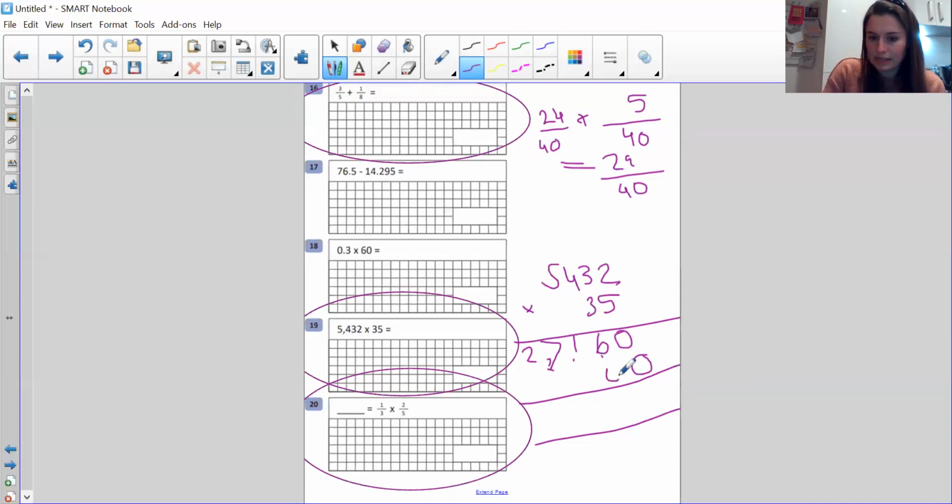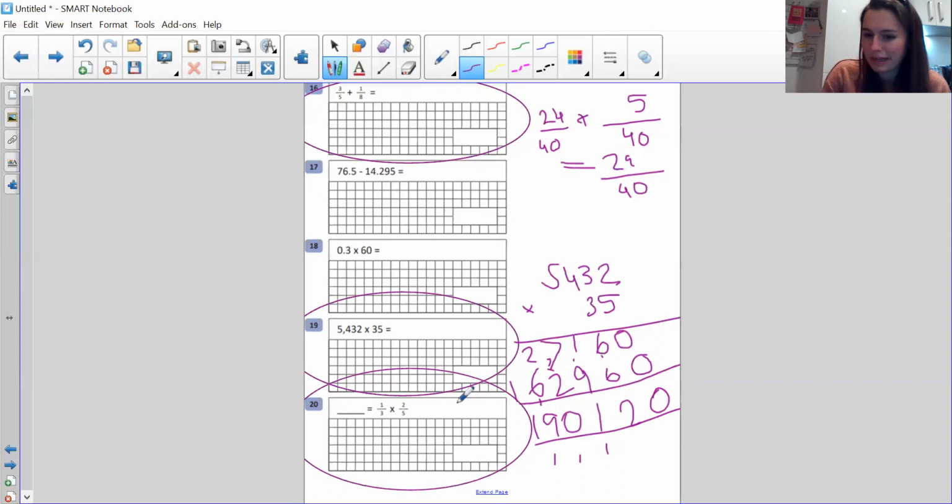3 times 2 is 6. 3 times 3 is 9. 3 times 4 is 12. 3 times 5 is 15, add the 1, 16. Now we need to add going down. 6 add 6 is 12. This is 11. 7 add the 2, add the 1 is 10. This is 9. And then we've got our 1 on the end there.